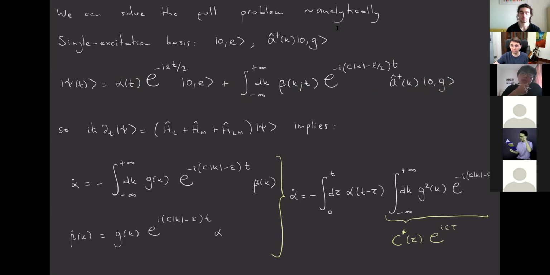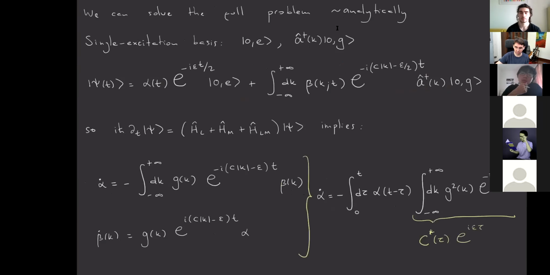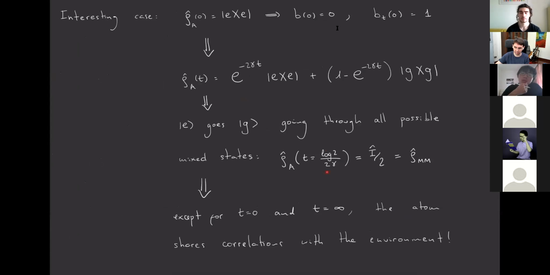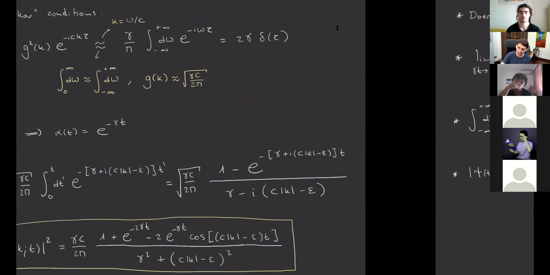And you could even evaluate what is the entanglement entropy. And the entanglement entropy will tell you that you have maximal entanglement for this time, okay? Which is the time where the master equation predicts that you have a maximal mixed state in the atom, okay?